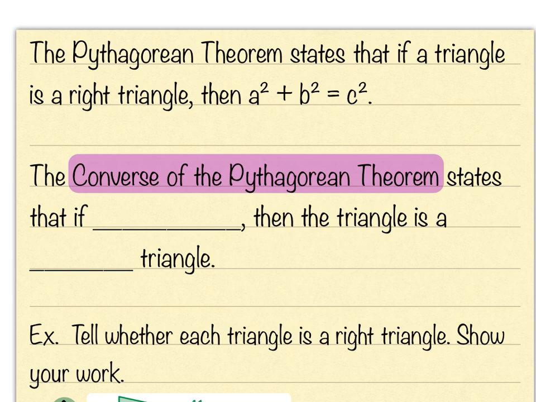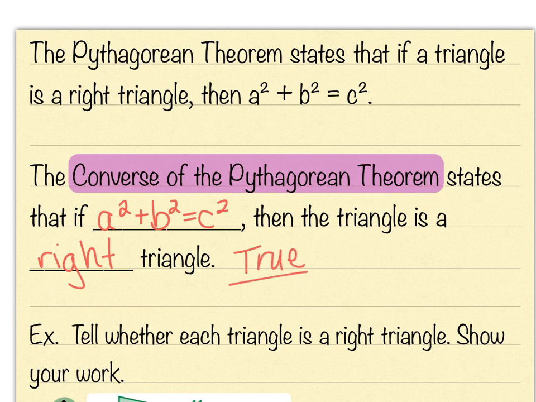The converse of the Pythagorean theorem, if I flip those statements around, would say that if a squared plus b squared equals c squared, then you have a right triangle. And the converse of the Pythagorean theorem is true. It's one of those always true statements.